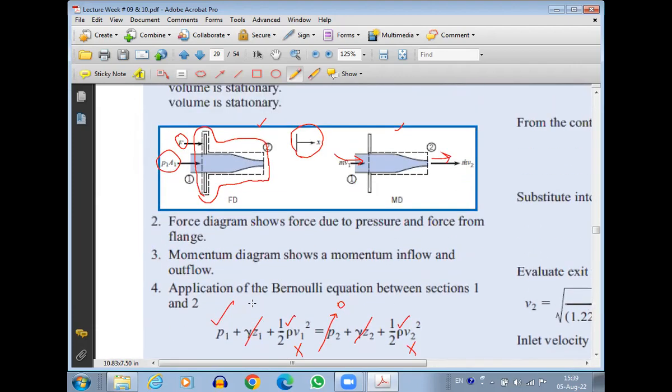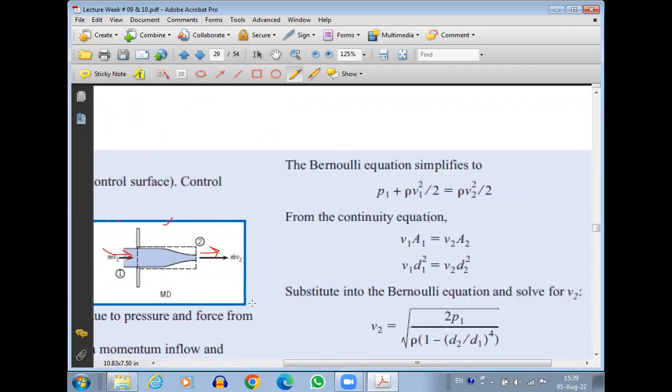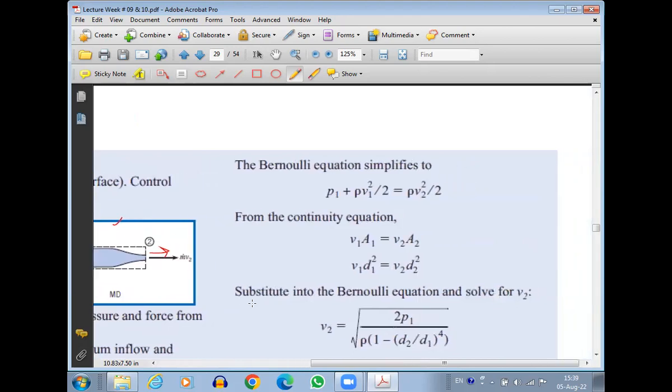The most common equation that we can apply here is the continuity equation, the conservation of mass flow rate. The conservation of mass flow rate says that the mass flow rate at the inlet should be the same as the mass flow rate at the outlet. The formula for the mass flow rate is rho A1 V1 equals rho A2 V2.